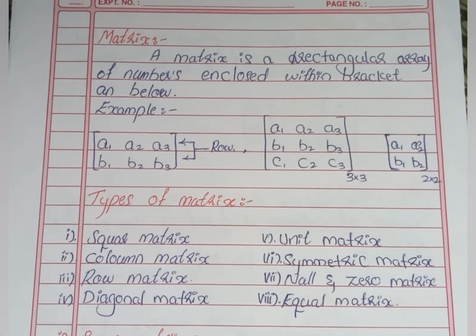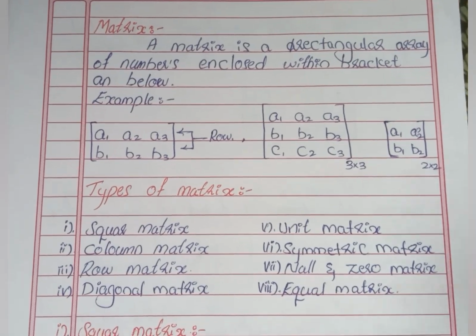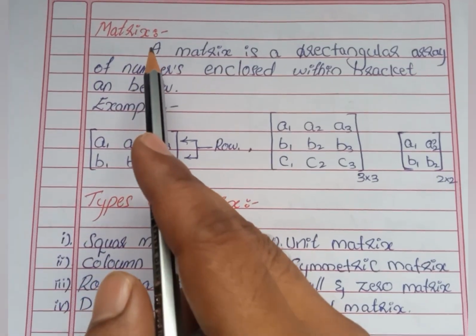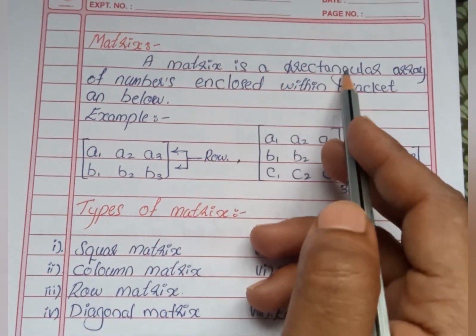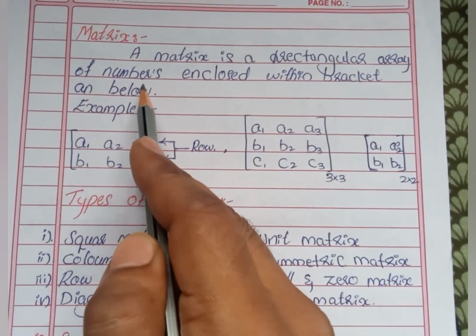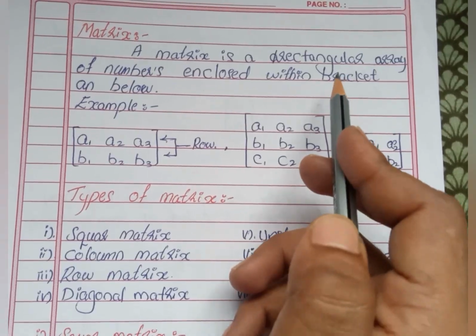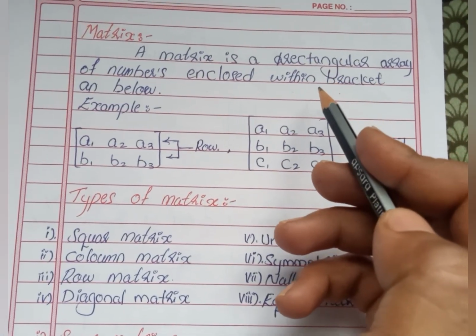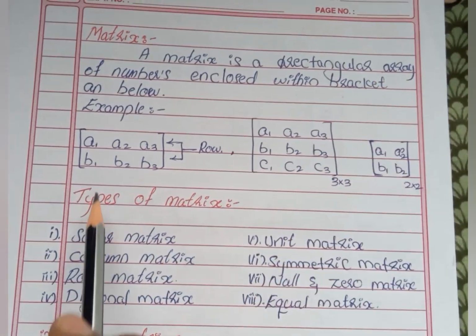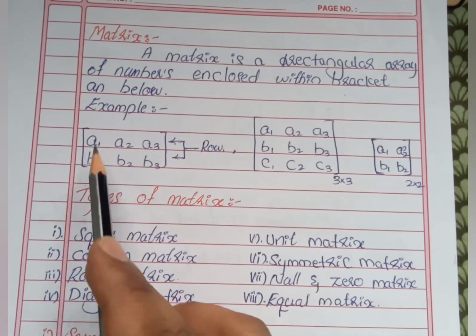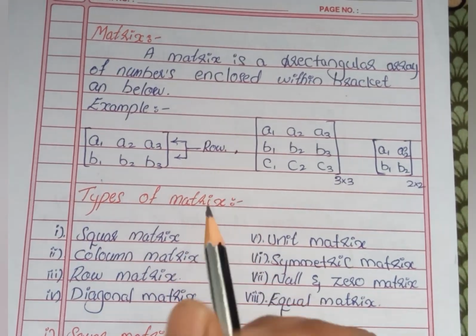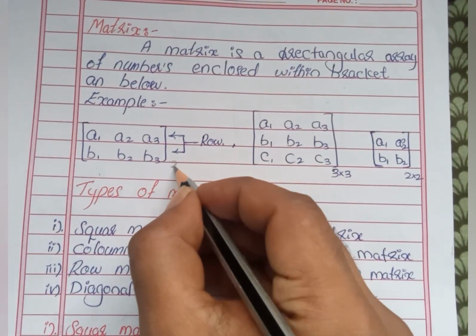So I will explain the matrix in this video. So what is a matrix? A matrix is a rectangular array of numbers enclosed within a bracket. For example, these are all the rows and these are all the columns. It is a matrix of order 2 into 3.